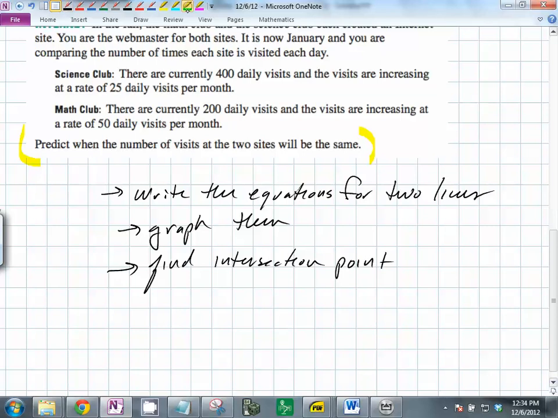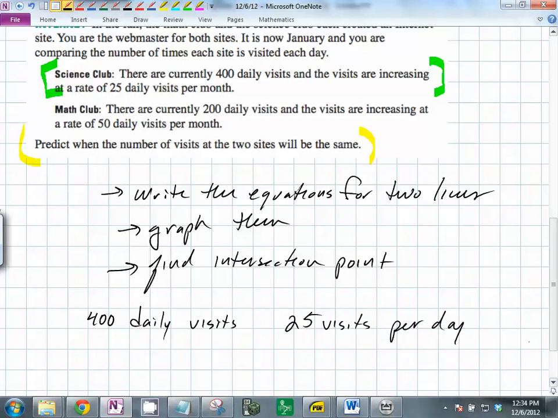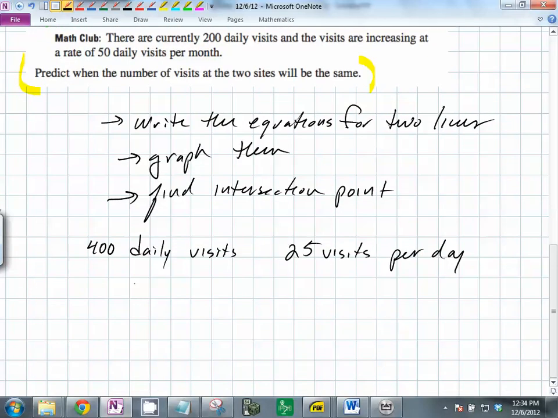So does anybody want to tell me? Let's look at the science club here. There are two things we have to relate. What do we have to relate? The daily visits. So we know there are 400 daily visits, and we have the increase of 25 visits per month. So we have number of visits and time. We need to give these a name. In a certain number of months, you will figure out how many visits have been made to the particular site.